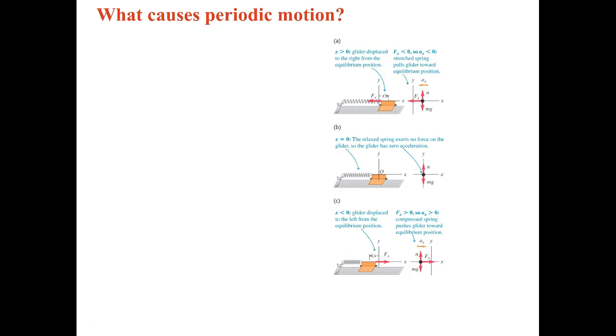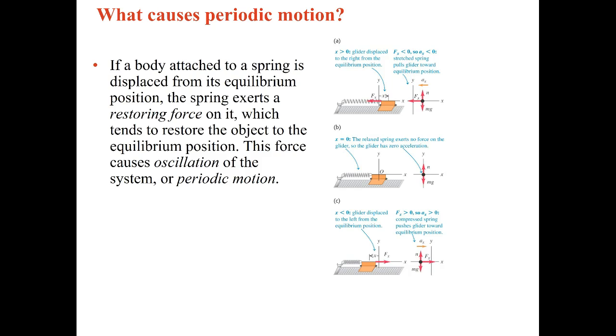So what causes periodic motion? Well, if a body is displaced from an equilibrium position, there is a restoring force on it. So in this diagram right here, you can see that the object is moved forward a distance x, but there's a backwards force, Fx, which is pointing backwards towards equilibrium. Okay? So what causes periodic motion?